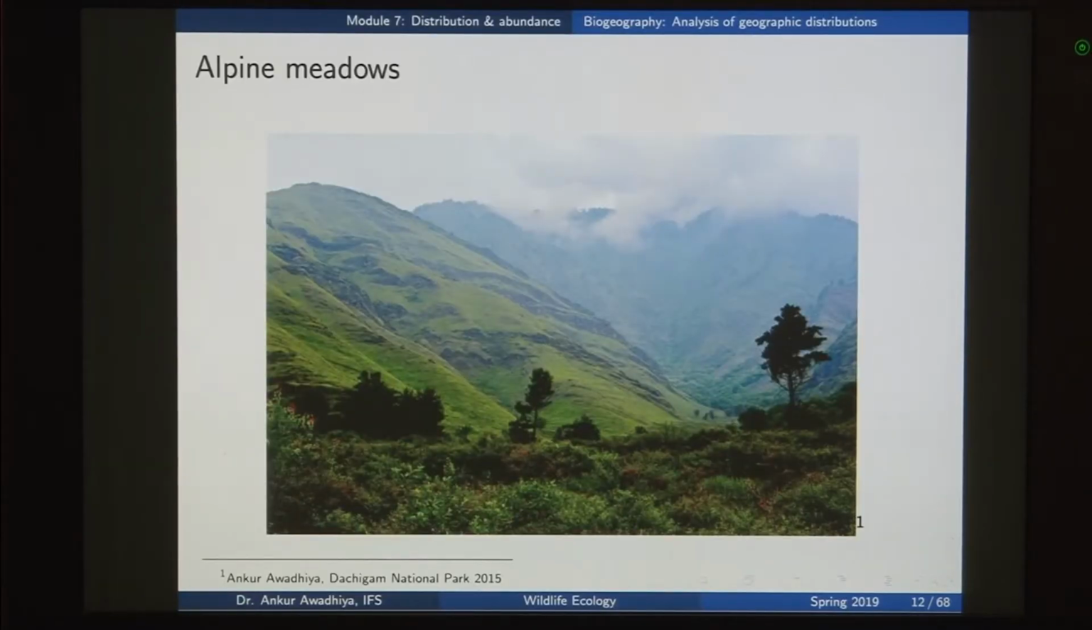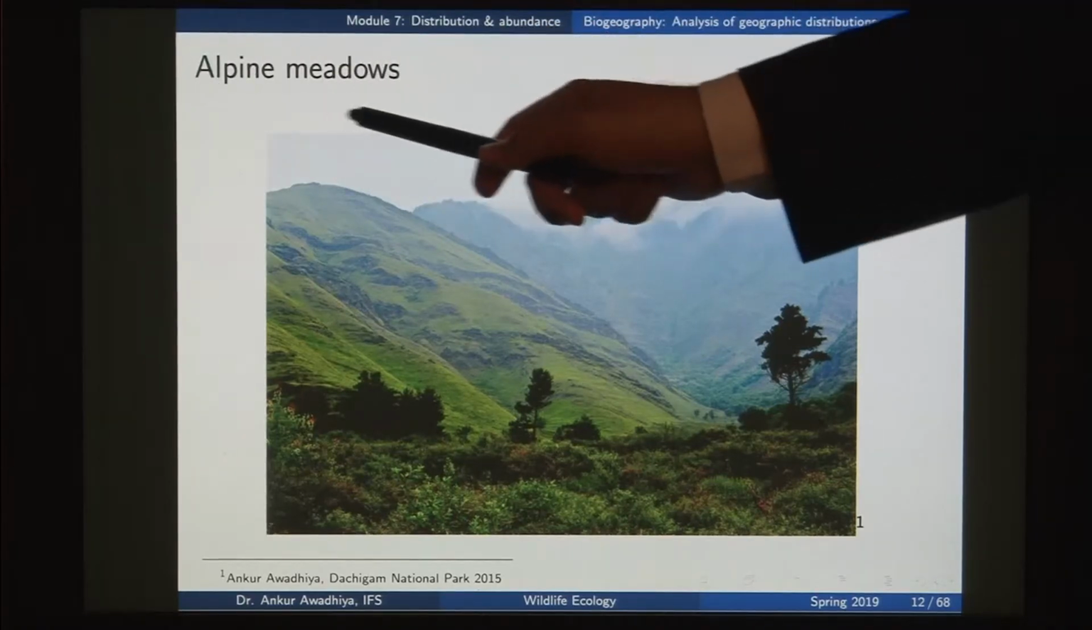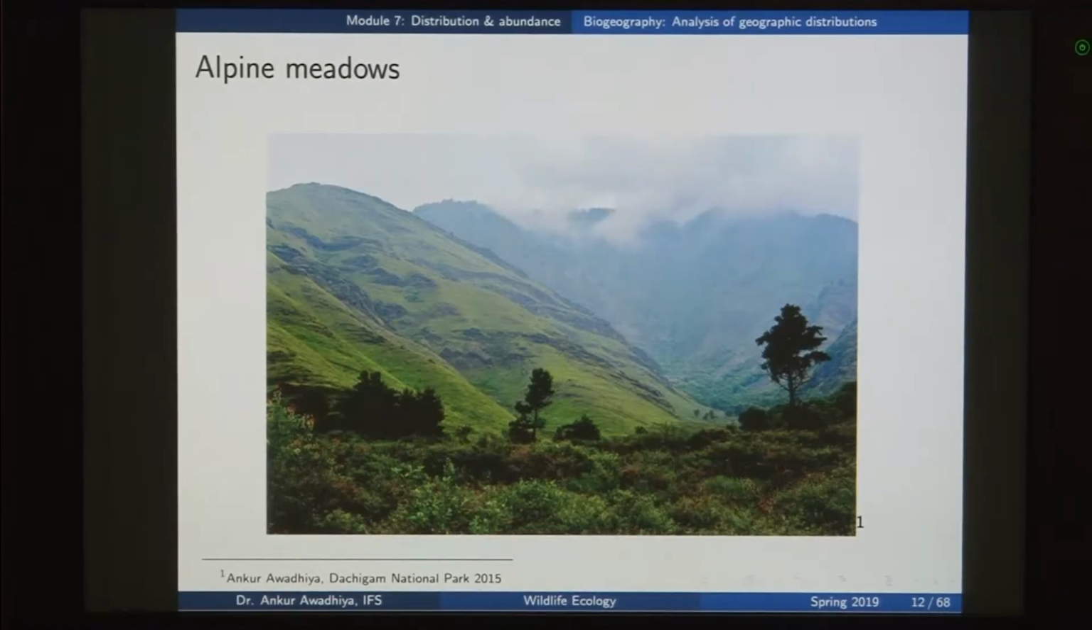Let us begin with the alpine meadows. Alpine is a term that refers to the mountains. A meadow is a grassland. So this is a grassland that is found in the mountains. A good example is the Dachigam National Park, which is there in Srinagar.